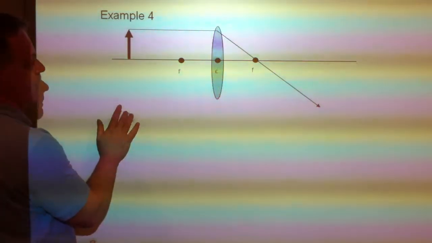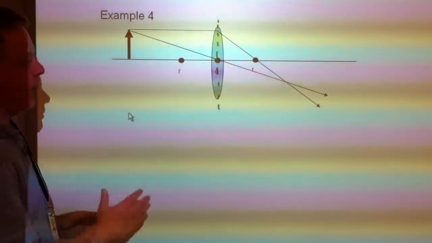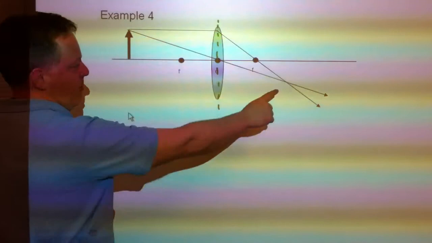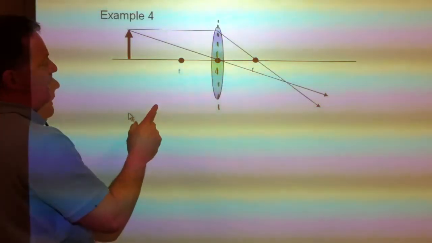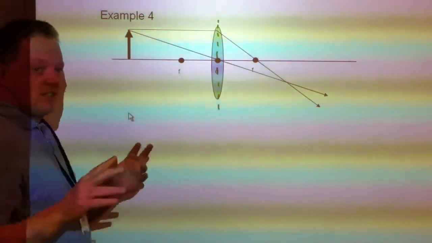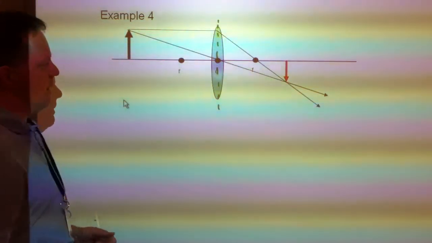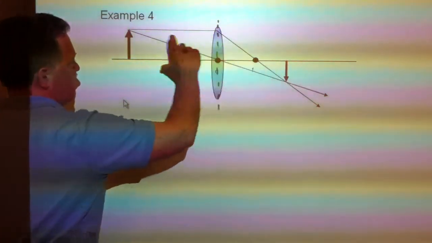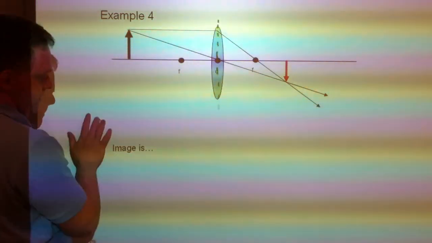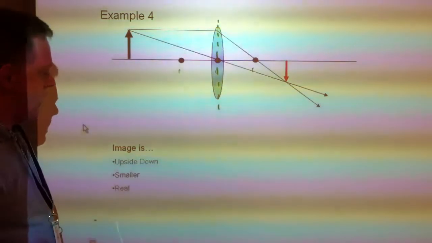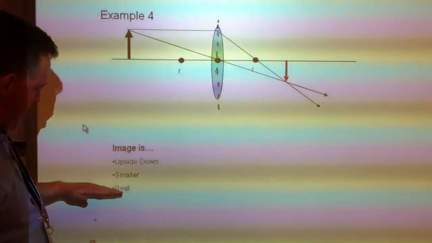Now our second line goes straight through the center. We don't reflect back off of lenses, we go through them, and they're going to meet over here. Now again, I'm past 2f, so that's considered far away. When you're far away, you get a small upside down image. So it's upside down and it's smaller than the original. Alright? So upside down, smaller, and real.